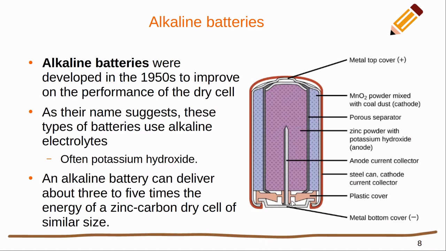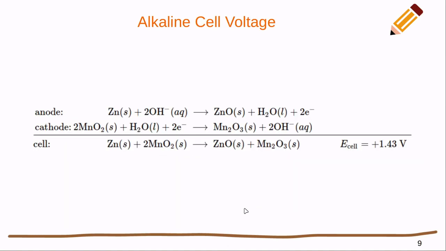Because it's contained inside, we now need this mechanical piece here, whereas the casing can actually serve as the cathode, and that's where you have the little button on top of your battery. These alkaline batteries can deliver about 3 to 5 times the energy of the zinc carbon dry cells that we saw before. If we take a look at the reactions that occur, we get 1.43 volts, so we're still sticking to close to that 1.5 volts that we were looking for before.